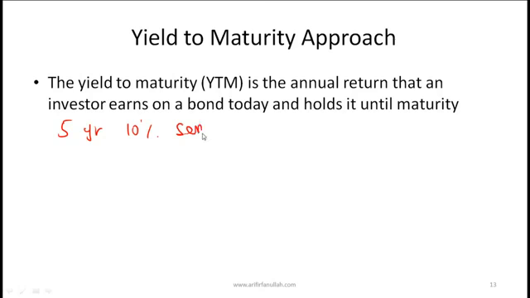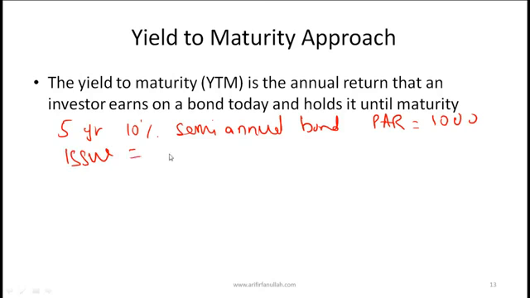10% semi-annual bond, and let's say that the par value is equal to 1000, and let's say that the issue price was equal to 950. So this is a discount bond because the issue price is less than par. And so if you recall your FRA lesson, the interest rate of YTM is going to be more than 10%.